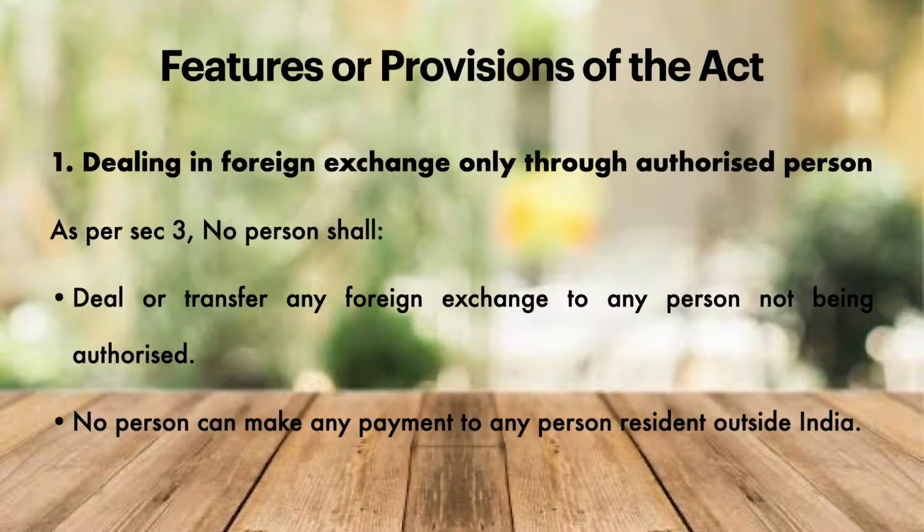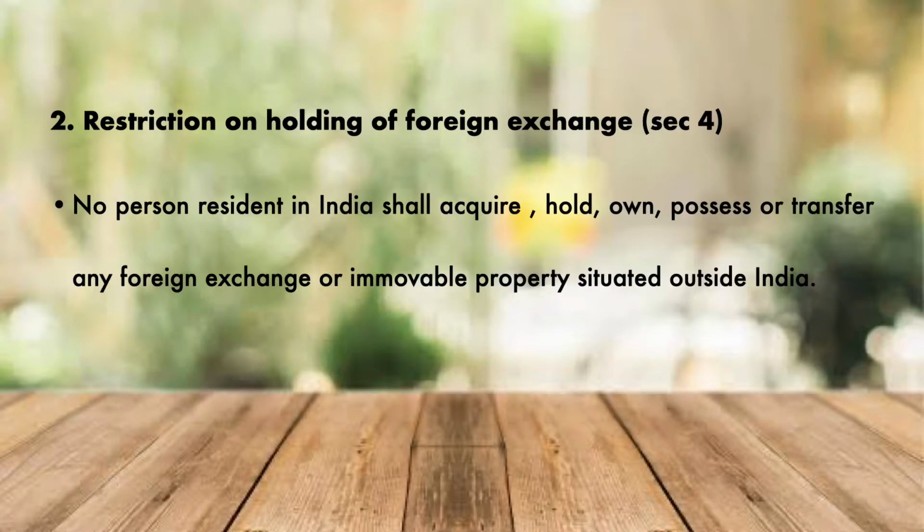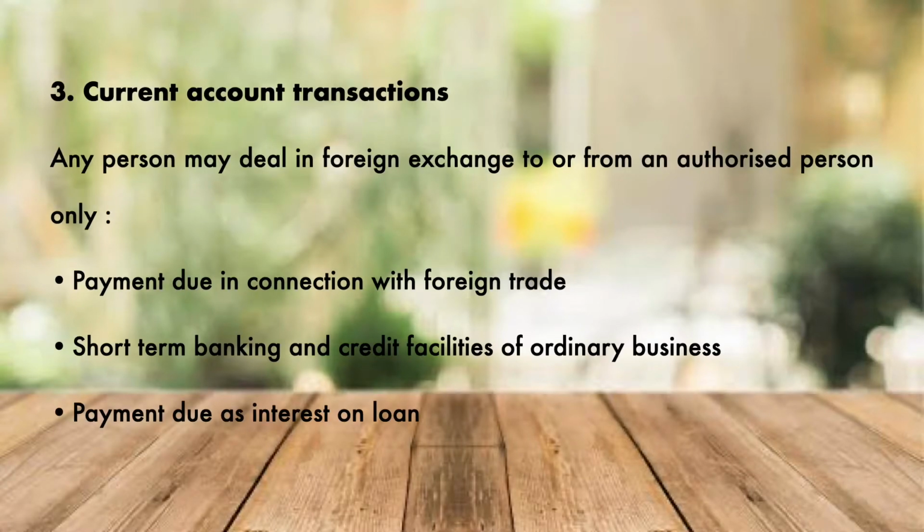So last class, if you can remember, we had started off with the features or provisions of the FEMA Act. We dealt with the first three provisions. The first one was dealing in foreign exchange only through an authorized person. Second was restriction on holding of foreign exchange, and the third one was current account transactions.